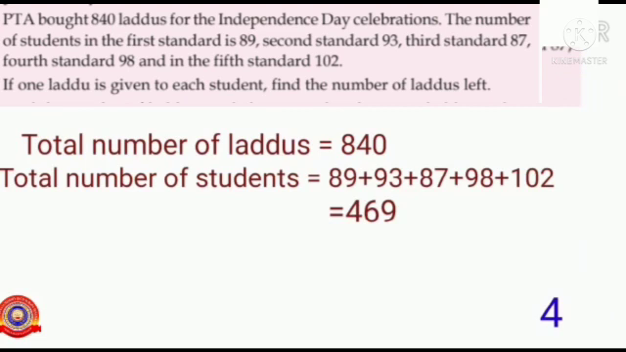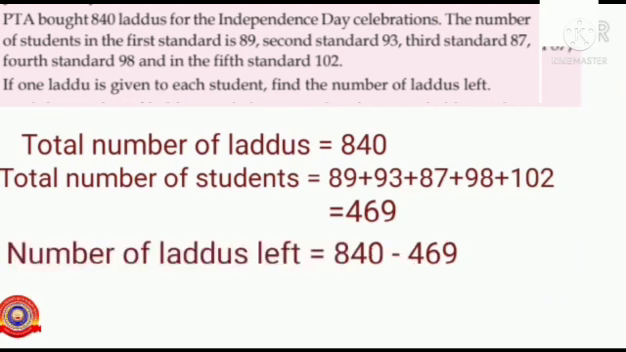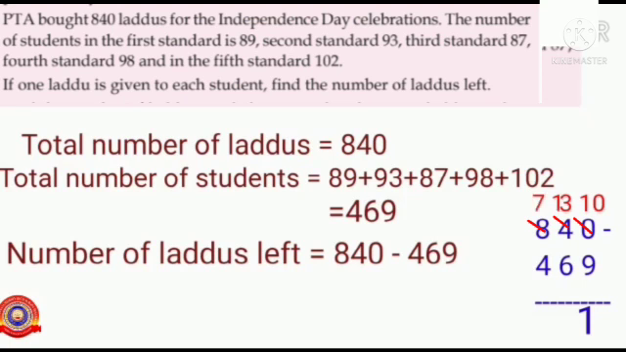Next, we have to find out the number of laddus left. For that, subtract 469 from 840. You know, we can't subtract 9 from 0. So, we have to borrow 1 from 4 tens. Then, 0 becomes 10 and 4 becomes 3. 10 minus 9, 1. Then, 3 becomes 13 and 8 becomes 7. 13 minus 6, 7. 7 minus 4, 3. So, number of laddus left equals 371.